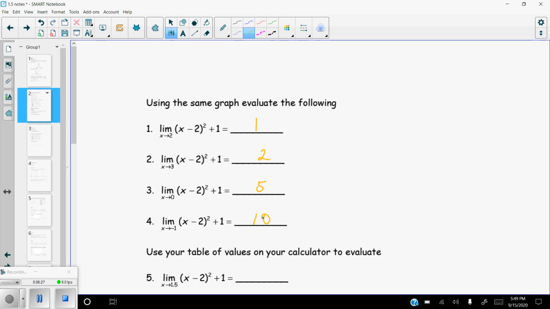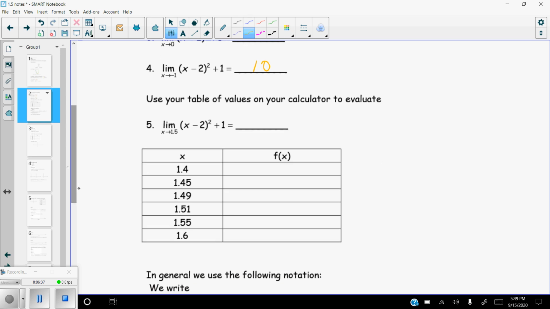Obviously, it's a little bit more challenging if you're going to approach things with decimals, like in number 5. So you could use a table of values in your calculator if you wanted to evaluate these things. Or you could just plug 1.5 in and see what you get in this case. Now, obviously, this is not going to work for everything. This is just a starter of what we're doing. So if we were to plug in 1.5, 1.5 minus 2 is -0.5. If I square -0.5, I'm going to get a positive 0.25. So if I take 0.25 and add it to 1, I get 1.25.